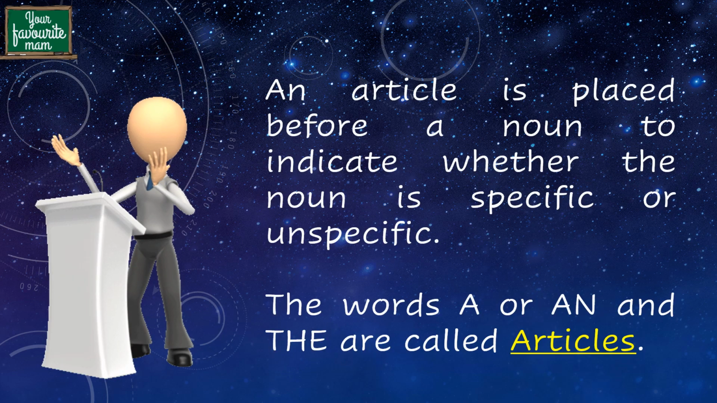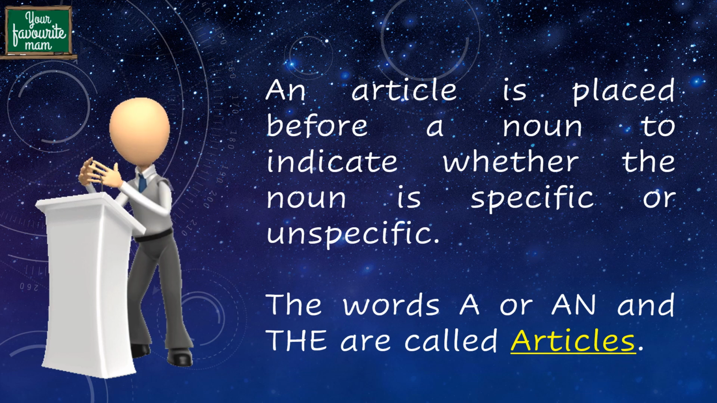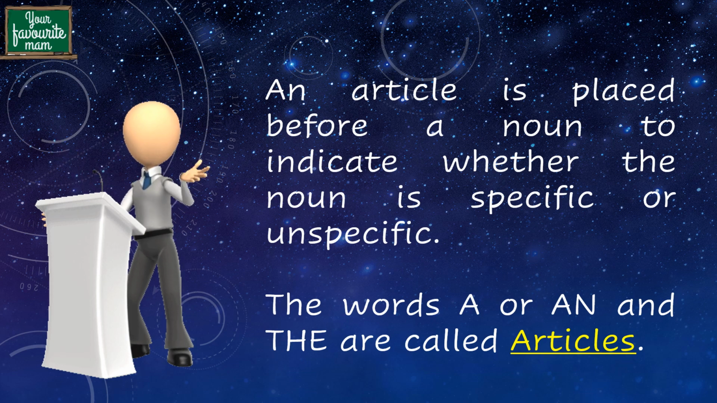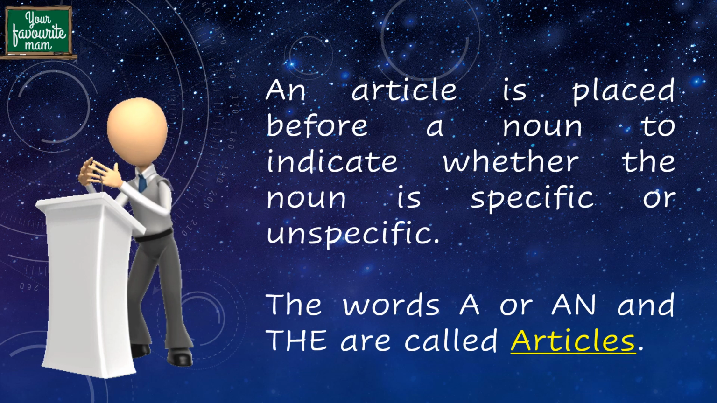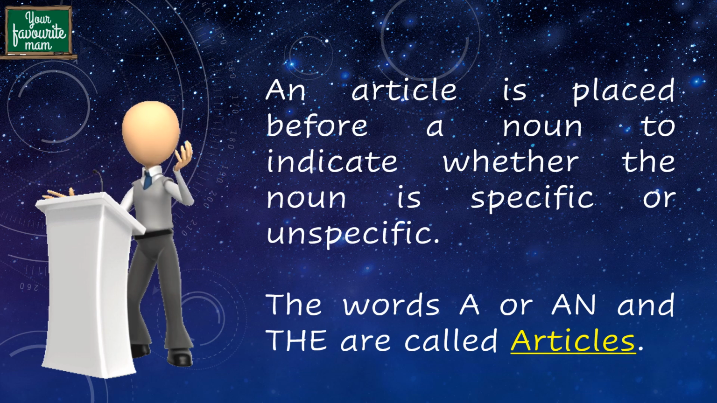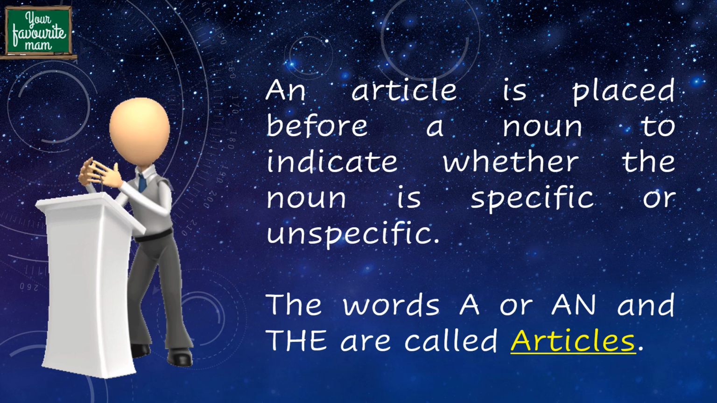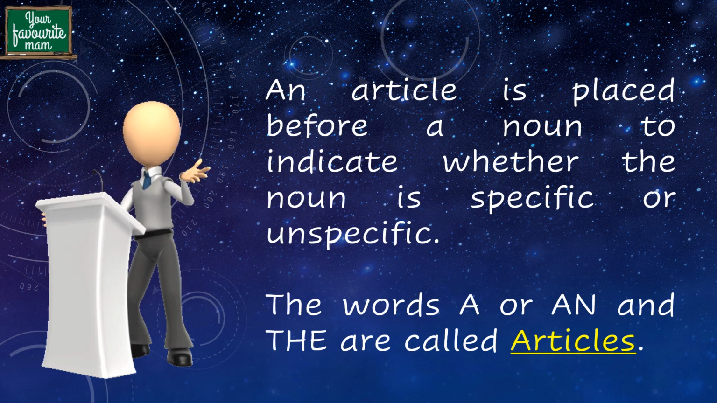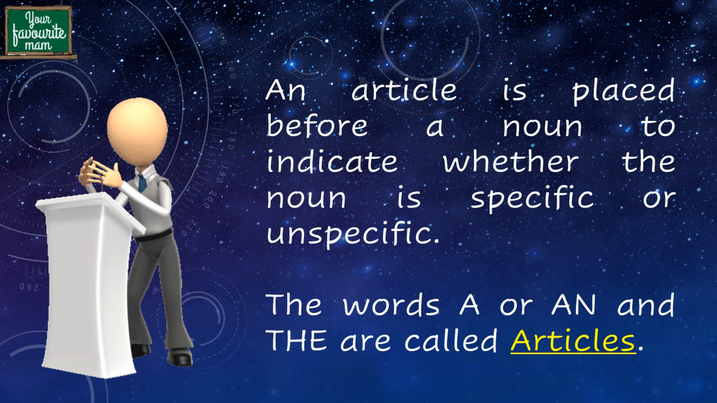An article is placed before a noun to indicate whether the noun is specific or unspecific. Like we cannot say, please pass me pen. We must say, please pass me the pen, or please pass me a pen, or please pass me your pen. So we must always have an article before a noun. So the words like a, an, or the are called articles, and we place them before a noun to specify whether we are talking about a specific thing or a non-specific thing.